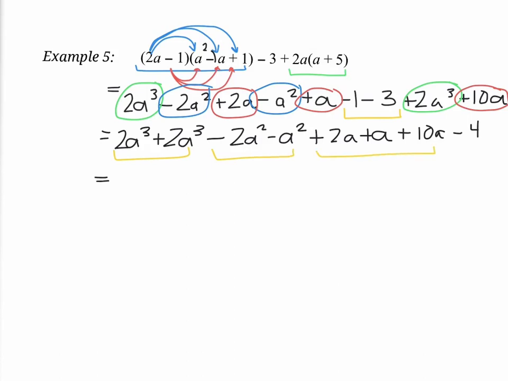So we've got 2a cubed plus 2a cubed is going to be 4a cubed. Negative 2a squared minus a squared is going to be minus 3a squared. 2 plus 1 plus 10 is going to be plus 13a. And then we have minus 4. No more like terms, and we're done.